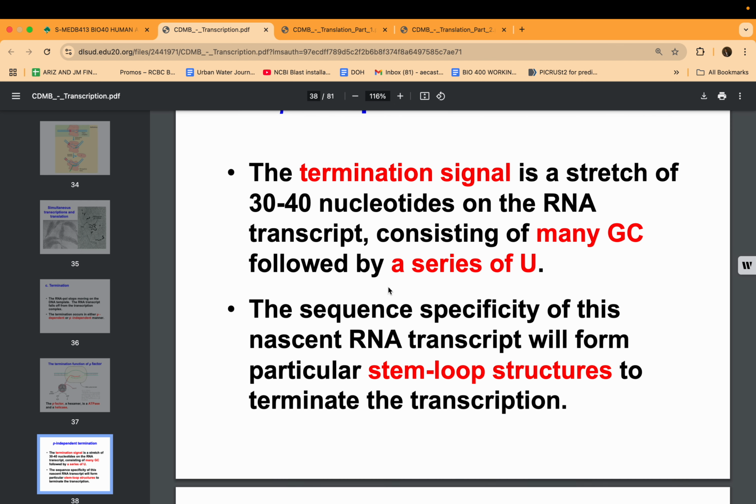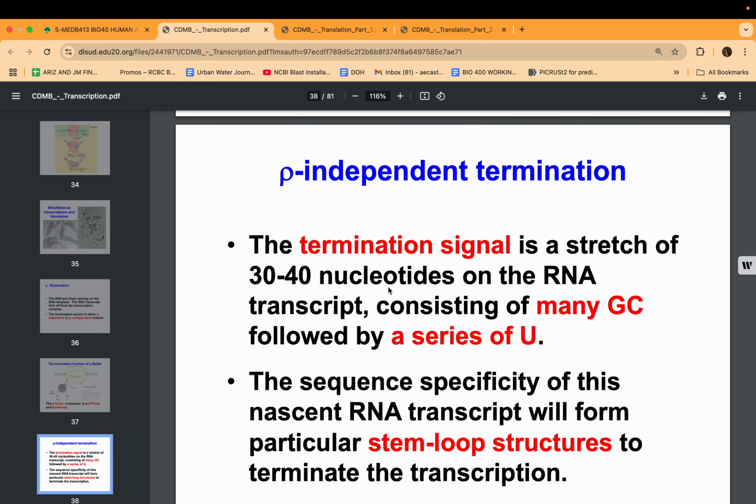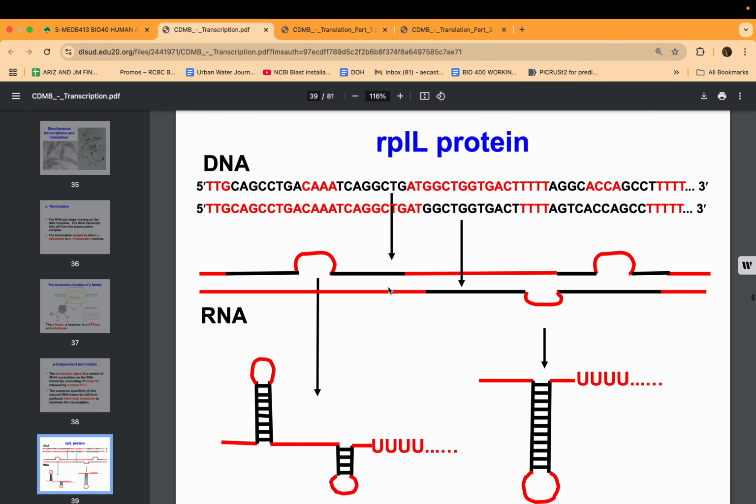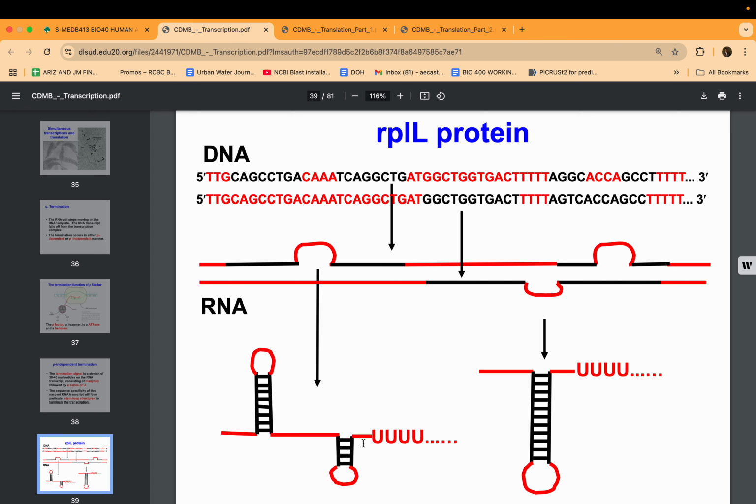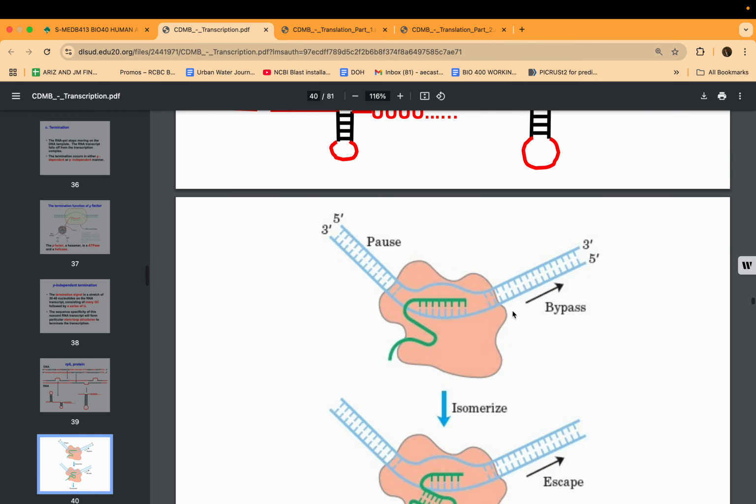Rho independent, on the other hand, doesn't involve the Rho factor, the Rho protein. The termination signal is a stretch of 30 to 40 nucleotides on the RNA transcript, primarily made up of GC, followed by a very long series of U bases. The sequence specificity of the nascent, the growing RNA transcript, will then form particular stem loop structures that will physically terminate the transcription process. Okay, so here, the loop formations and the hairpin loop formations will prevent transcription or will stop transcription. Here you can see.